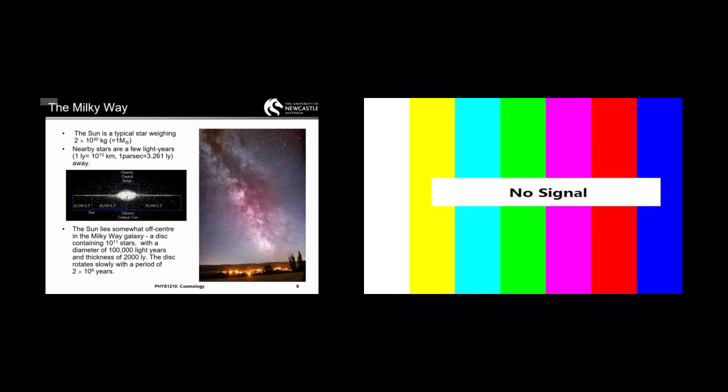And the whole thing is rotating. All systems tend to rotate about one another in astrophysics, essentially because of gravitational attraction and conservation of angular momentum. So this disk is rotating slowly, and it'll take something like 200 million years to rotate all the way around once.